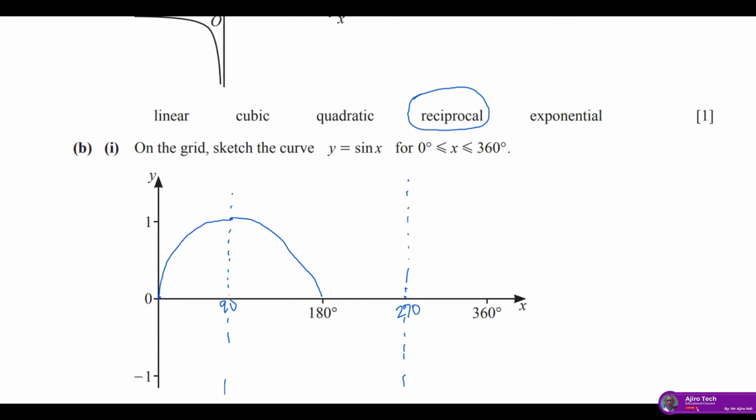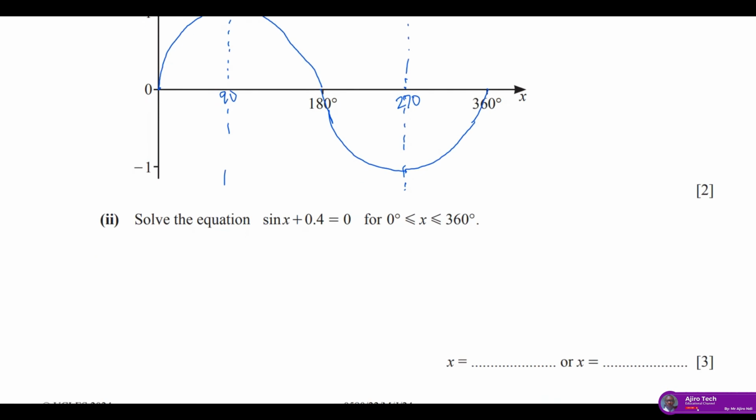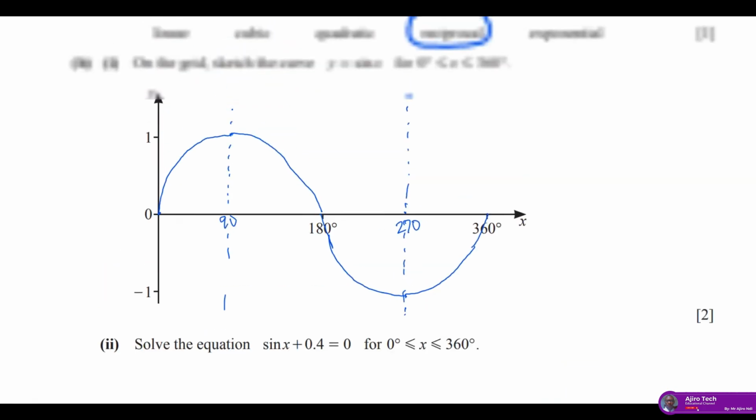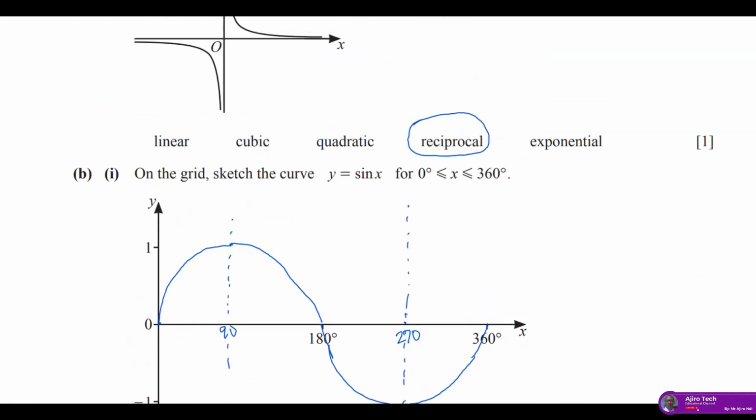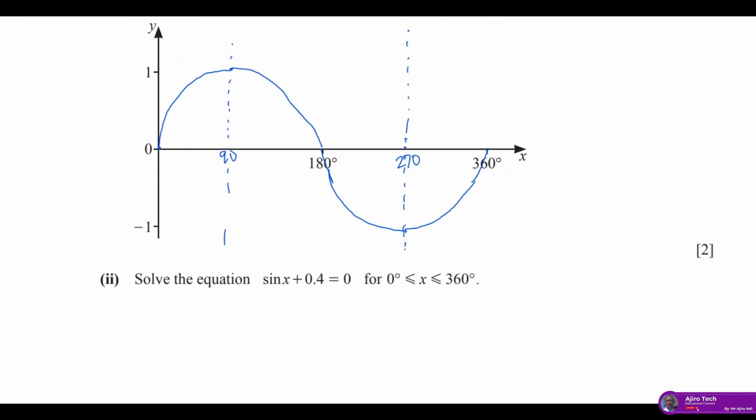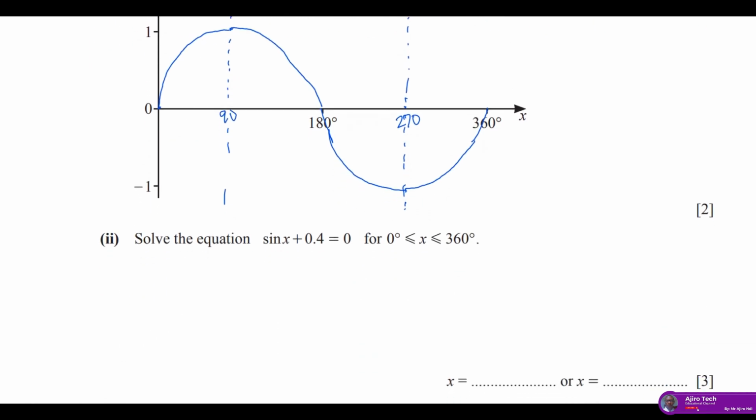I didn't divide it well, but manage. Then it falls again to negative 1 at 270, and climbs up to 0 at 360. So this is our sketch for sine x. Now, based on this, can we solve this? Use this graph to solve sine x equals negative 0.4.